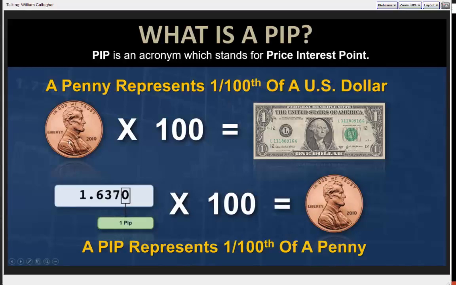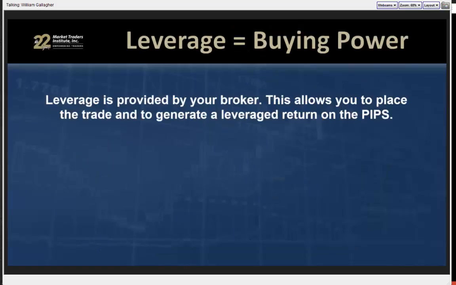Just as a penny represents 1/100th of a US dollar, a pip represents 1/100th of a penny. So there are 100 pips in a penny, just as there are 100 pennies in a US dollar. Now, if you look at this number right here, the first 2 decimal places are your pennies. The next 2 beyond that are your pips. When we go into the charts, I'm going to teach you a trading strategy where we'll be looking to capture about 30 pips per day per currency pair.